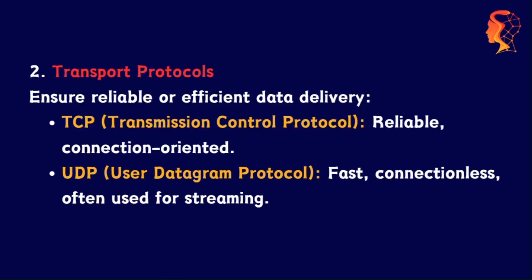Second, we have the transport protocols, which ensure reliable and efficient data delivery. We have the TCP or the Transmission Control Protocol, which is used for reliable, connection-oriented communication. Second, we have the UDP or the User Datagram Protocol, which is very fast, connectionless, and often used for streaming. This is the difference between the TCP and the UDP on the transport protocol.